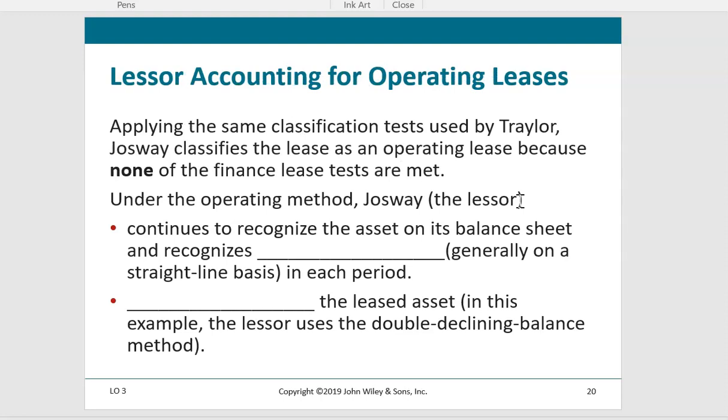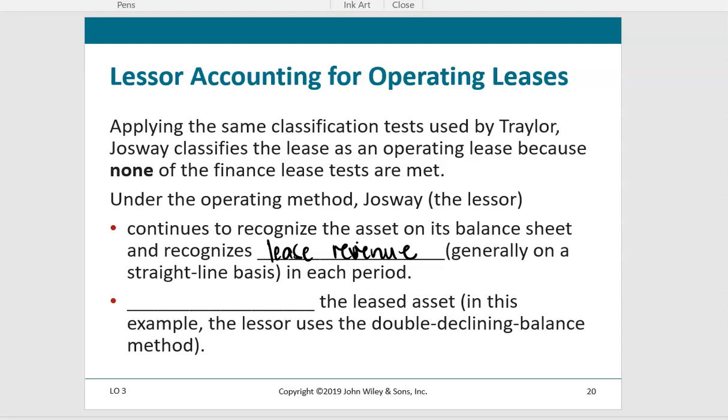What about the accounting treatment from the lessor's perspective? We use the same classification tests that the lessee did. None of the finance lease criteria are met, so it's an operating lease. Under the operating lease method, the lessor keeps the asset on the balance sheet. This differs from the finance lease where we sold that asset. Now they keep it on the balance sheet, and the lessor is going to record lease revenue each period, generally straight line, so the same amount of lease revenue each period.